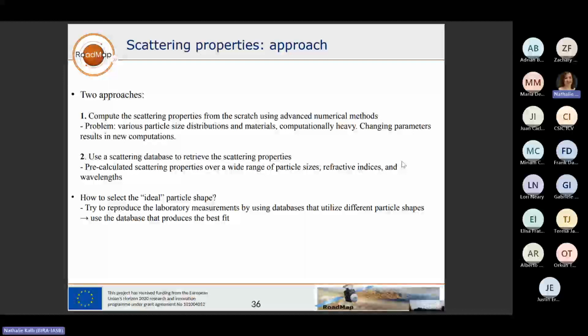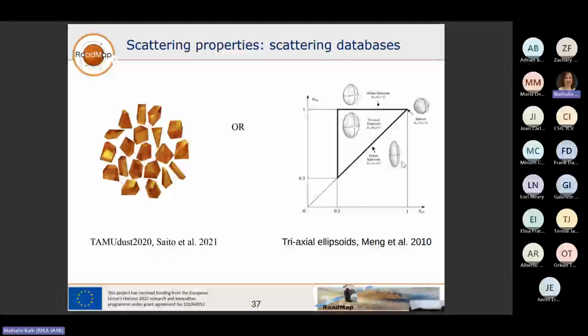Then there are different scattering databases. So how do we select the best one to use? Well, it's very important to try different scattering databases with different particle shapes and try to reproduce the experimental data with the scattering database, and then use the database that produces the best fit with the measured data. In our case, we used two different scattering databases for testing: the hexahedra database and the triaxial ellipsoid database.